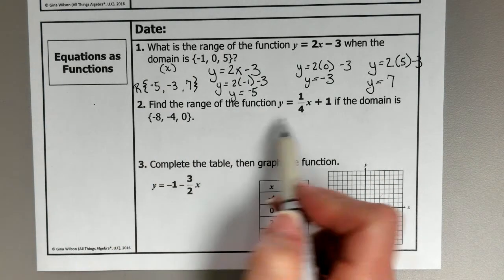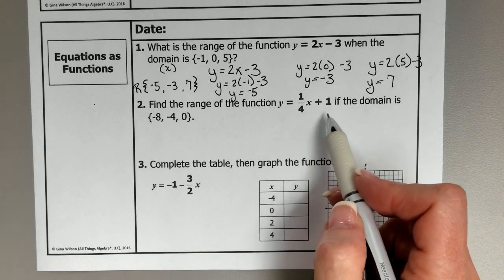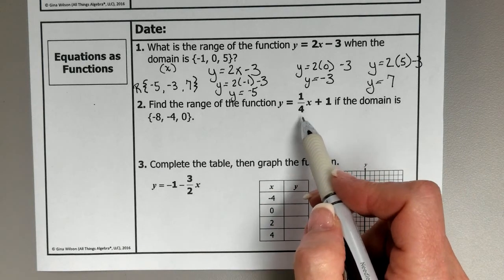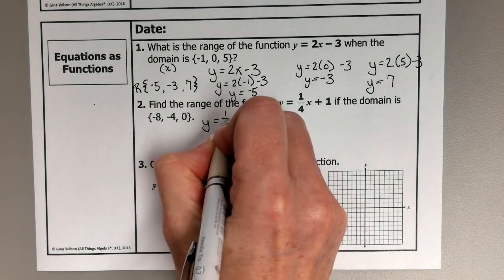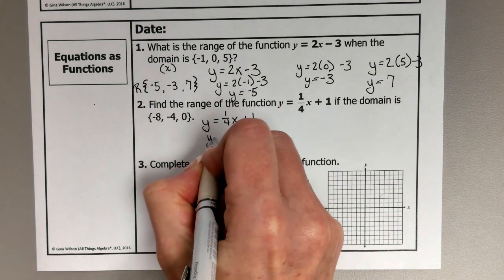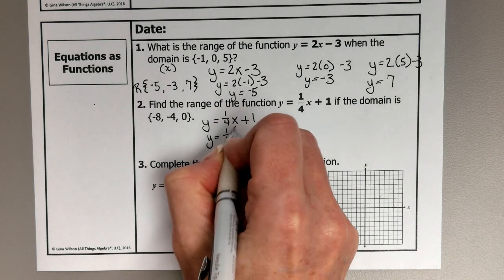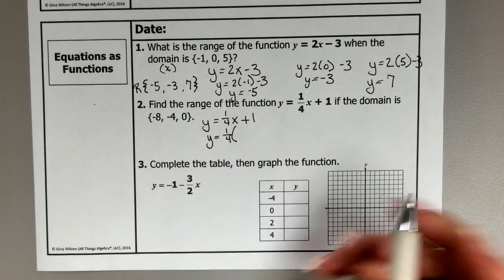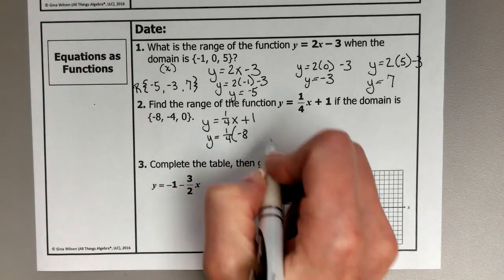All right, then for number 2, we have y equals 1/4 x plus 1. It's okay that that's a fraction. We're still going to plug it in and treat it just the same. So I'm going to do the first one with you, and then you're going to do the last two. So if I want to know 1/4 of something, that's what it's asking, all you're really doing is dividing by 4.